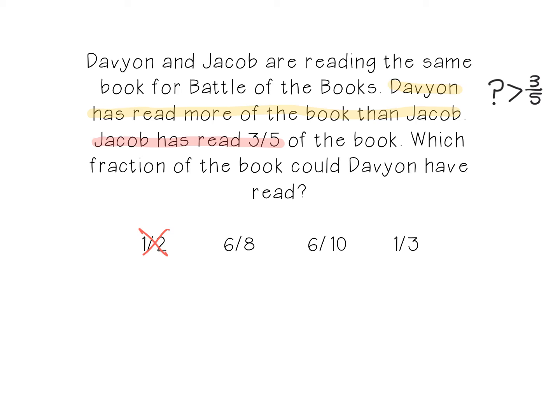Next, we're going to take a look at 6/8 to find out if 6/8 might be greater than 3/5. And we'll use the butterfly again. 5 times 6 is 30. 8 times 3 is 24. And I know that 30 is greater than 24. So that one checks out. So I know that 6/8 is a fraction of the book Davion could have read.